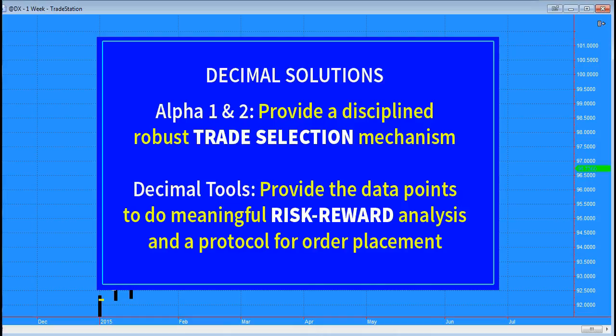Decimal was not built and designed for market analysis per se. It was really built as a platform to facilitate order placement. The difference is subtle, yet very important.